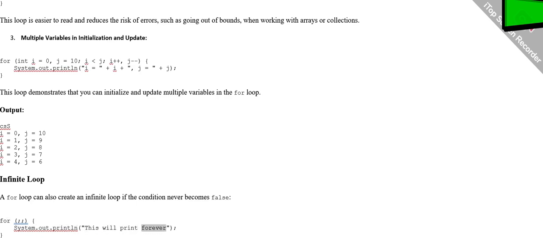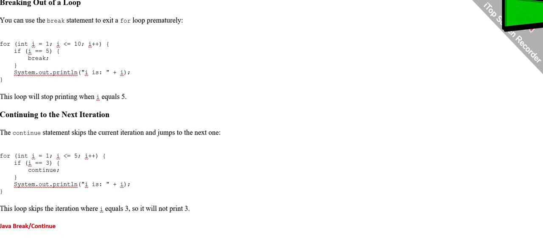System.out.println, this will print forever. Here, all three components, initialization, condition, and update, are omitted, making the loop run indefinitely.